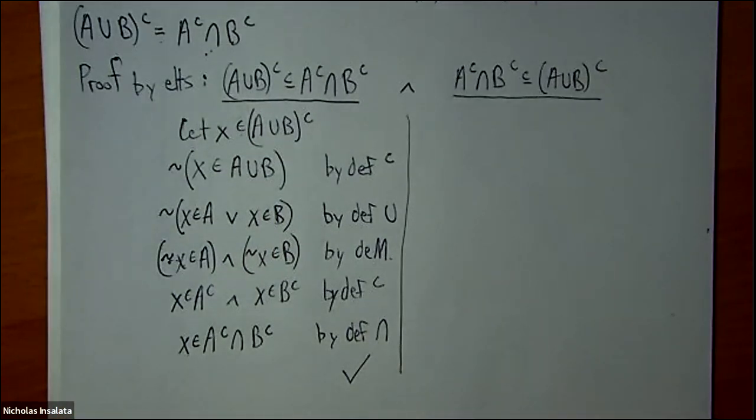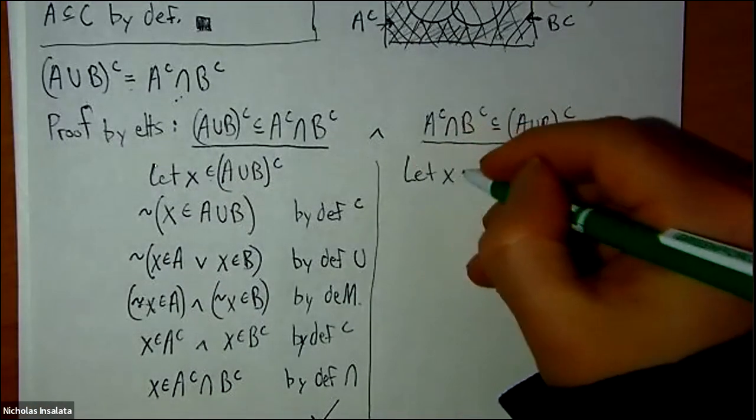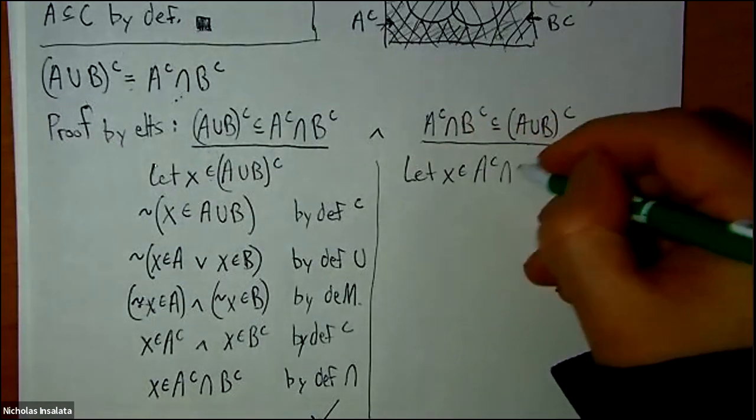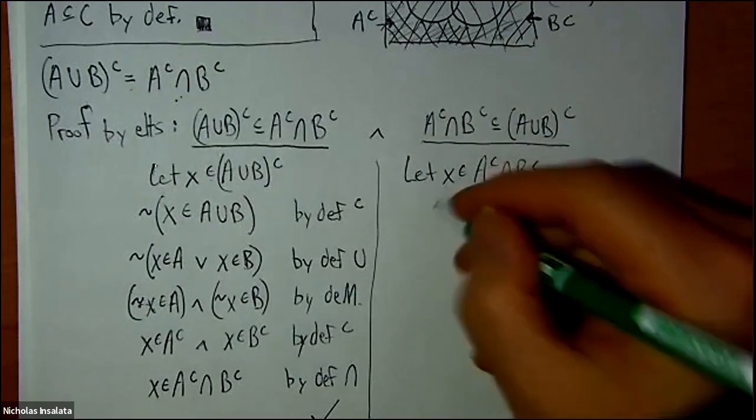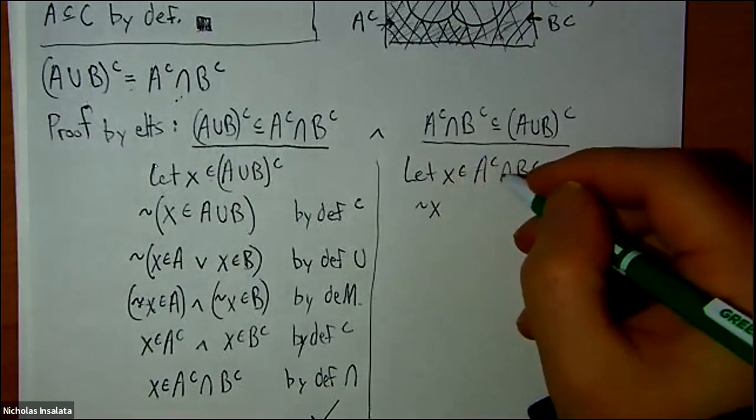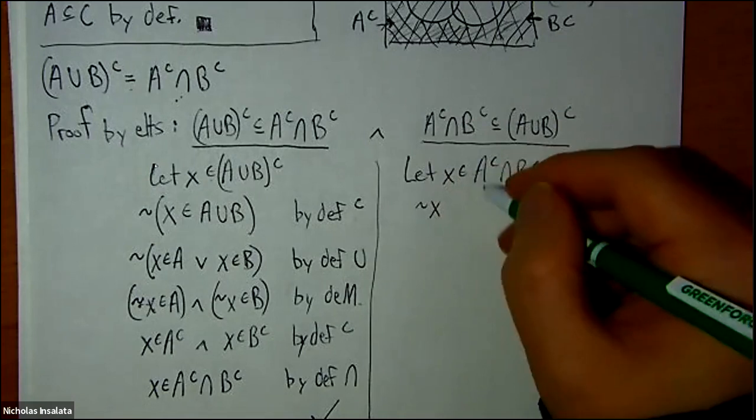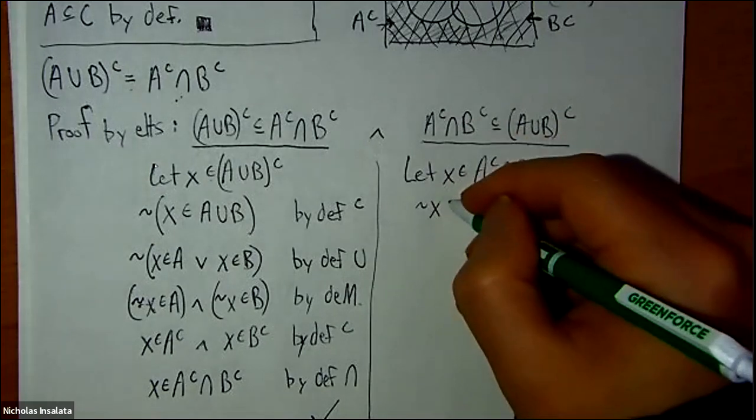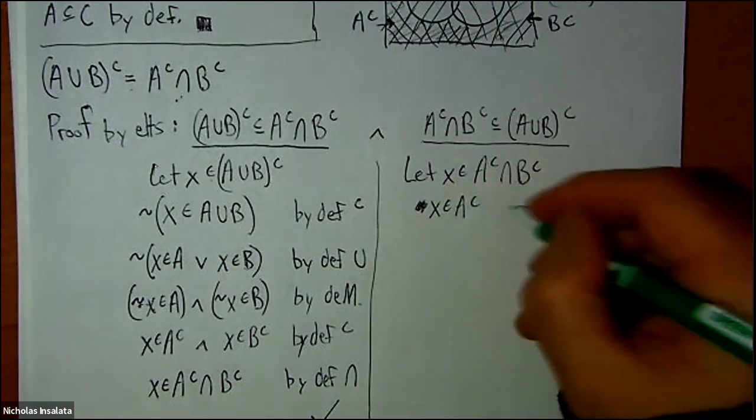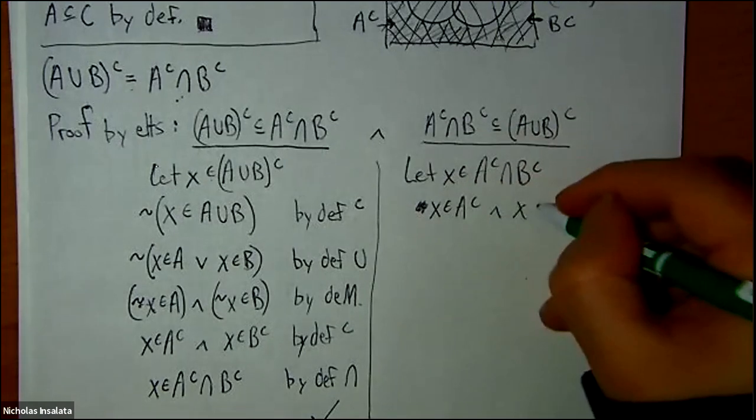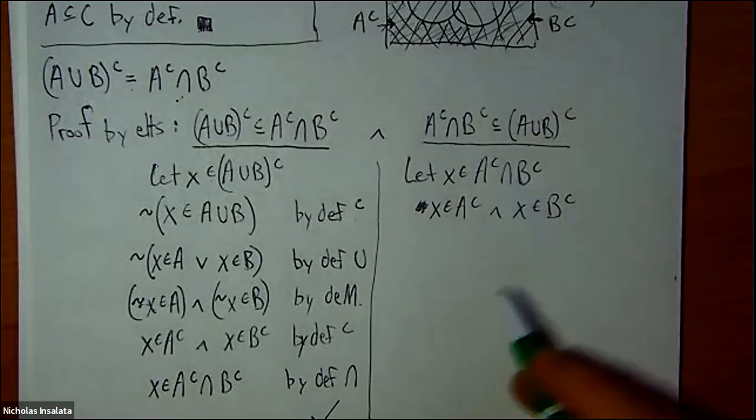And I'm going to do the exact same thing in the other direction on this side. So I'll start off: let x be an element of A complement intersect B complement. Well, by definition, what that's going to mean is that it's not the case that x... wait, no, I should do the... It doesn't really matter which direction I do. No, it does matter. x is an element of A complement and x is an element of B complement. You have to go outside in, right? You have to do the intersection first.